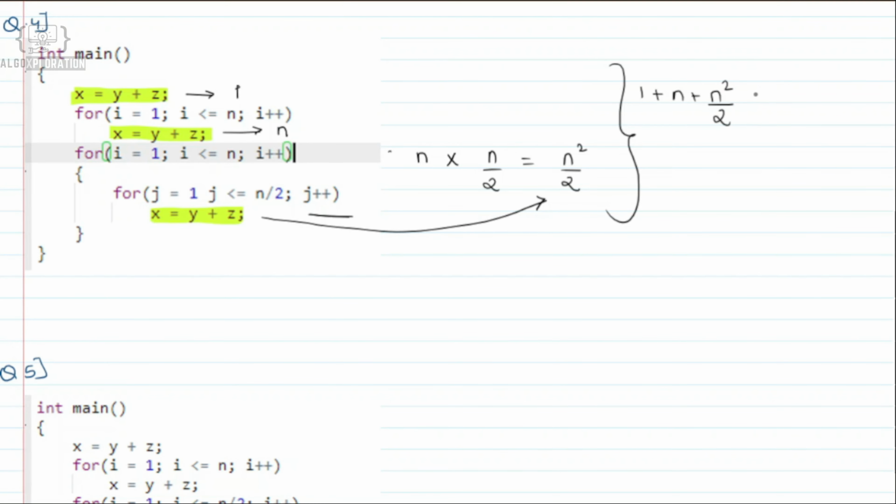Now in the previous video I told you that we have to consider the dominant term, and here the dominant term is n square by 2. According to the a priori analysis, if we neglect the constant, it will be order of n square. So the time complexity of this problem will be order of n square.